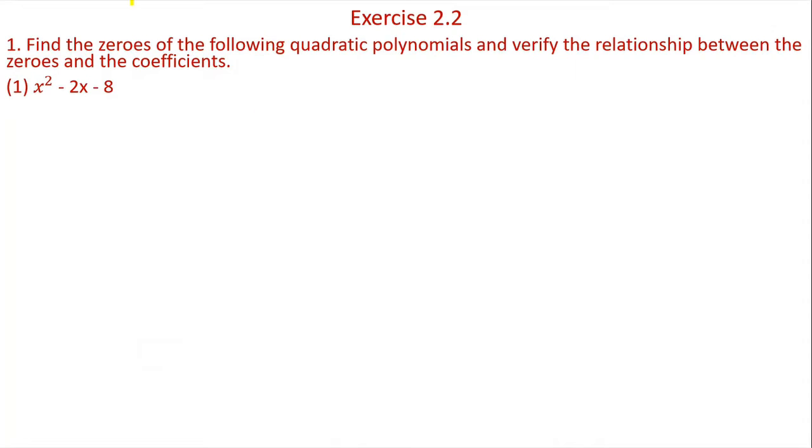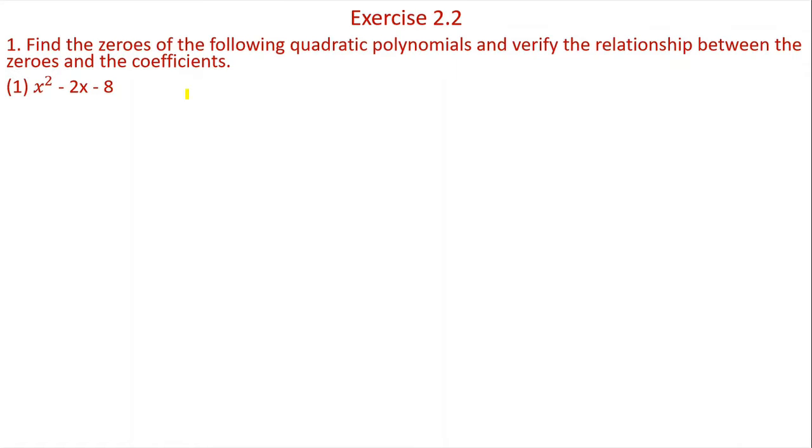Exercise 2.2. Find the zeros of the following quadratic polynomials and verify the relationship between the zeros and the coefficients. In the question, they are given quadratic polynomials and they ask us to find the zeros for the quadratic polynomials, as well as verify the relationship between zeros and the coefficients. First question, x square minus 2x minus 8.